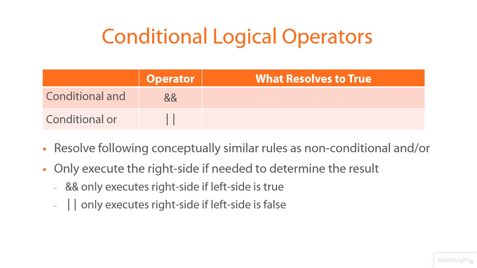So looking at the conditional and, we still need both sides to be true for that to resolve to true. But when doing a test, if the left side had resolved to false, it would never even run the right side because we already know that the result of the and would be false. Looking at the conditional or, the left side is false, but you or that with a right side of true, that resolves to true. But if you do a conditional or and the left side is true, it never even runs the right side because we already know the result's going to be true.